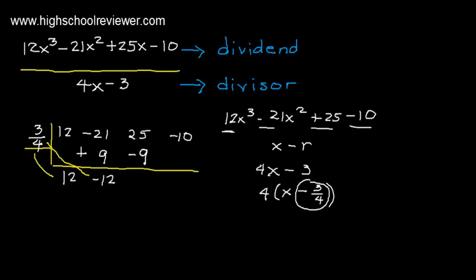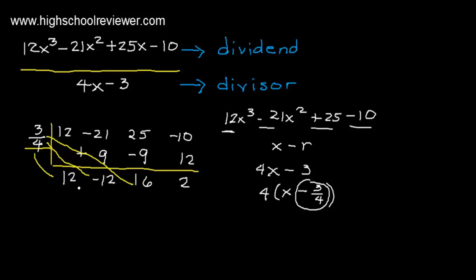Put negative 9 here. 25 plus negative 9 is positive 16. And multiply positive 3 over 4 to positive 16. Positive 3 over 4 multiplied by positive 16 will give us positive 12. Negative 10 plus positive 12 is positive 2.